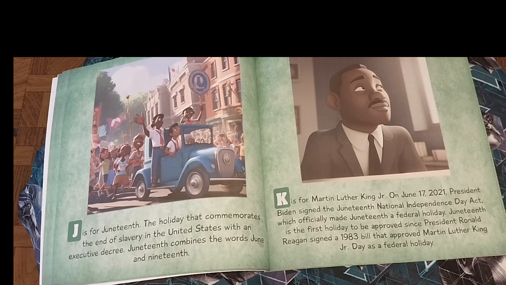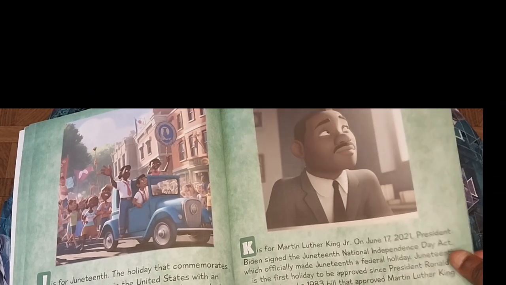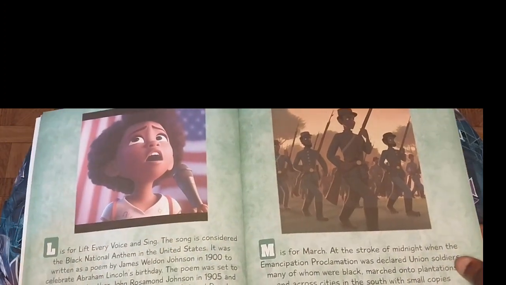On June 17, 2021, President Biden signed the Juneteenth National Independence Day Act, which officially made Juneteenth a federal holiday. Juneteenth is the first holiday to be approved since President Ronald Reagan signed a 1983 bill that approved Martin Luther King Jr. Day as a federal holiday. Oh, wow, okay. He did it on June 17th. It was as close as possible.